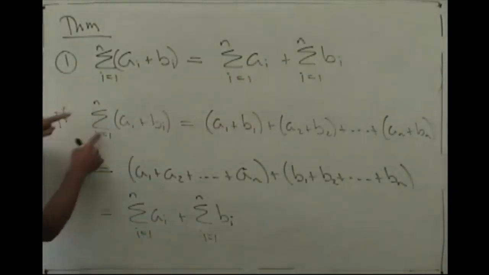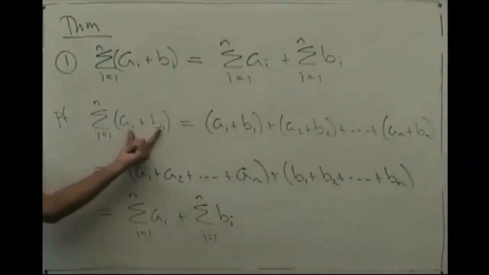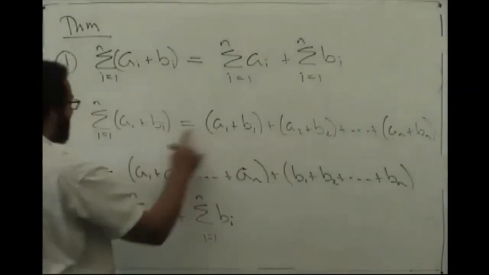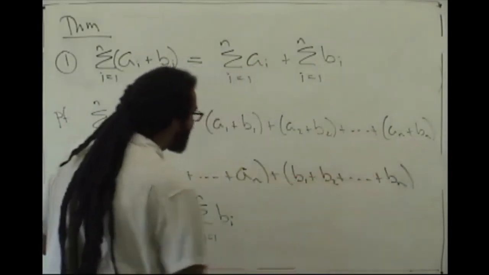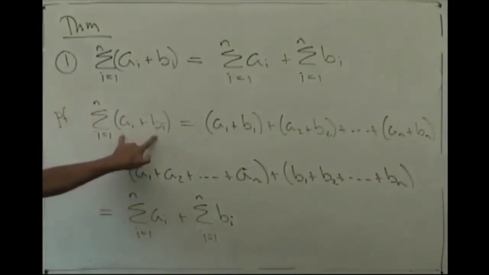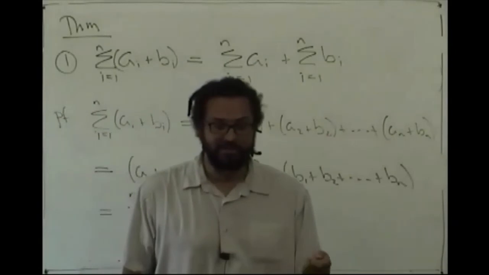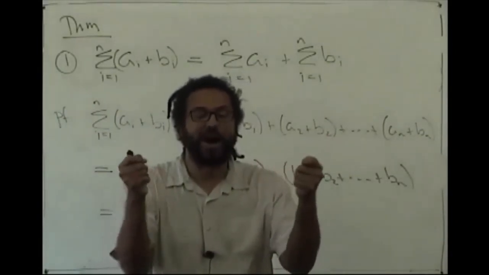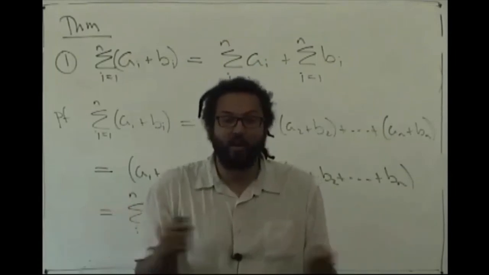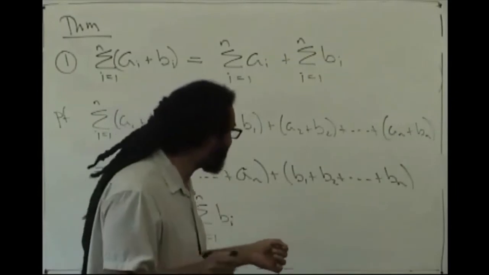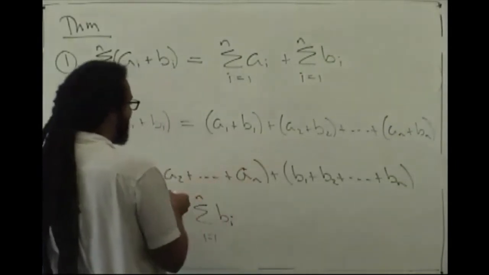So the sum of A_i plus B_i, what does that mean? Well, it means A1 plus B1 plus A2 plus B2 plus and so on, plus A_n plus B_n. So by definition, this thing is the same thing as all of this. But we know that addition is commutative. In other words, we know that x plus y is the same thing as y plus x. So you can write down addition in any order that you want, and it's not going to change the value of the expression. So I can write all of the A's next to each other.